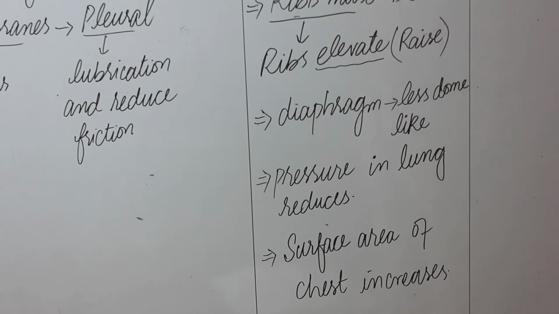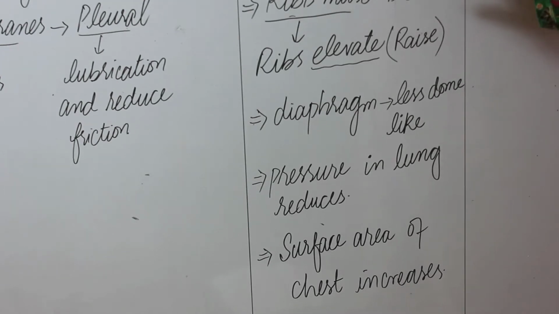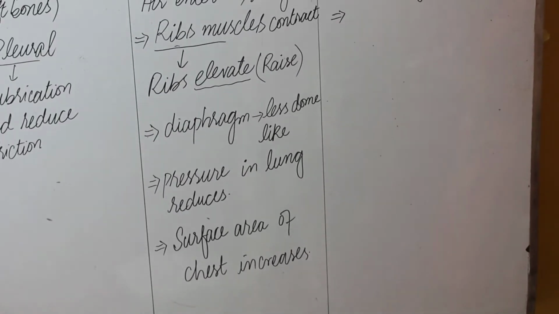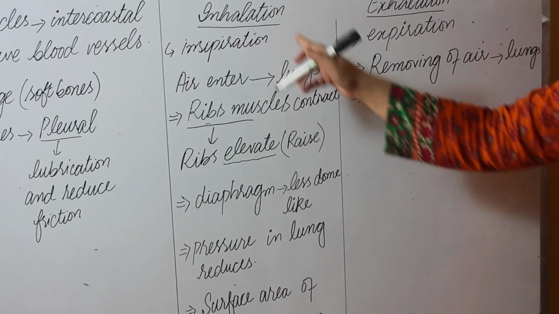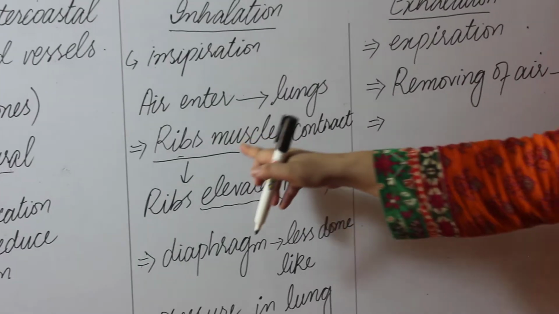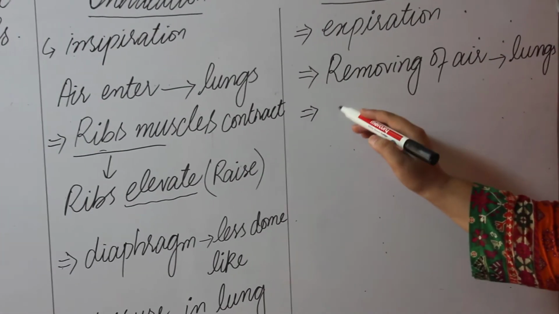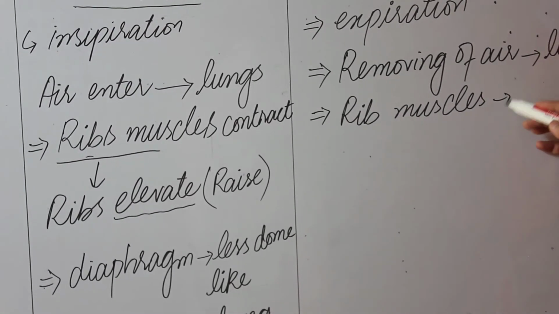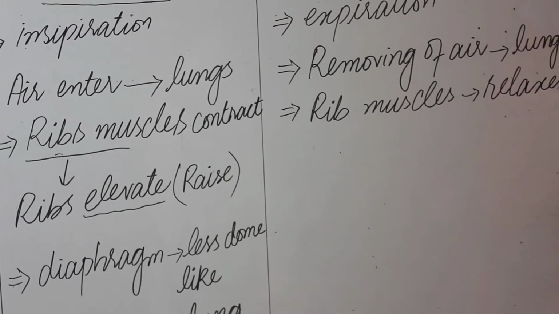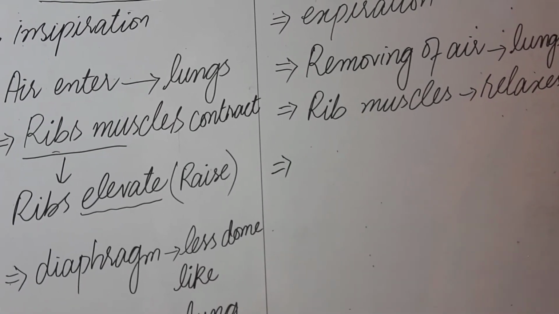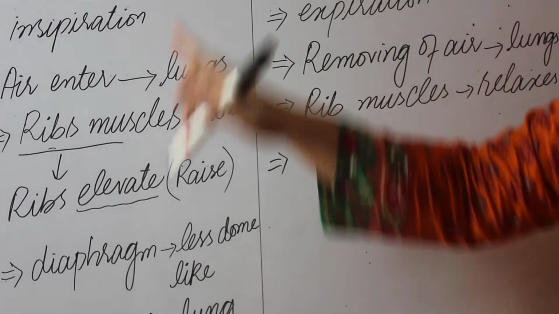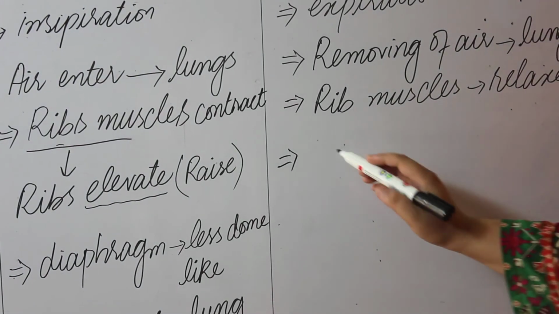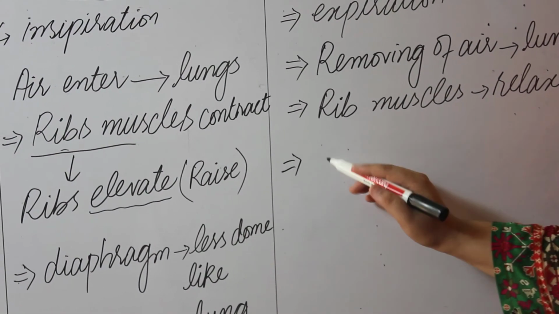As I have told you, exhalation is the totally reverse of inhalation. So, in the process of exhalation, the air is removed from the lungs. During the process of inhalation, rib muscles contract, but in exhalation, rib muscles relax. Next, as I have told you, in the process of inhalation the diaphragm becomes less dome-like, but in exhalation, it becomes more dome-like.